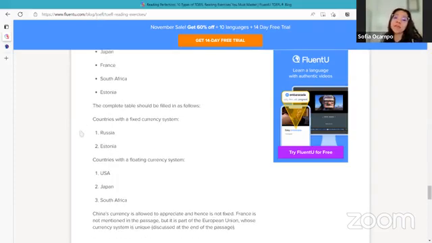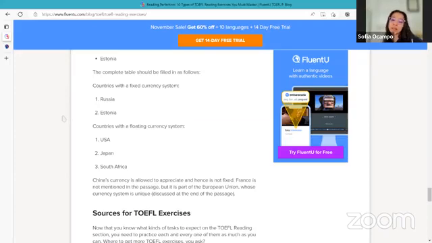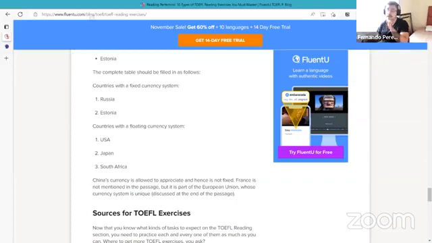The complete table should be filled in as follows. Countries with a fixed currency system: 1, Russia; 2, Estonia. Countries with a floating currency system: USA, Japan, South Africa. China's currency is allowed to appreciate and hence is not fixed. France is not mentioned in the passage directly, but in the part about the European Union.